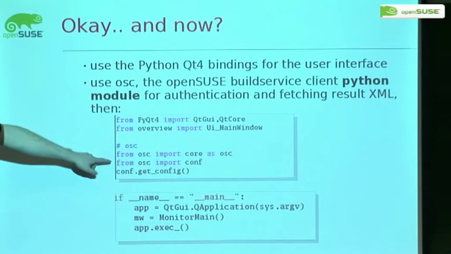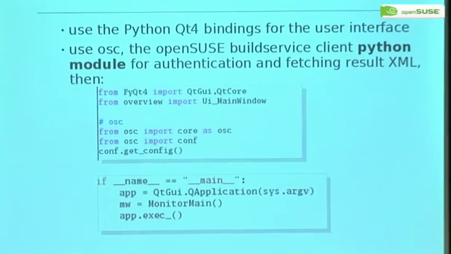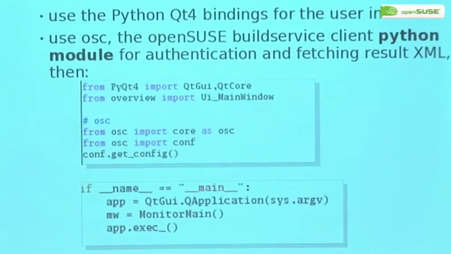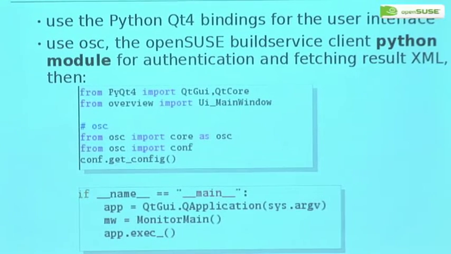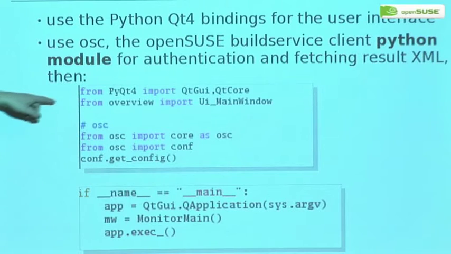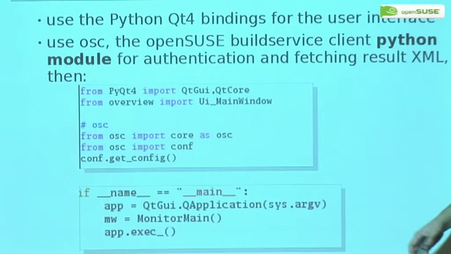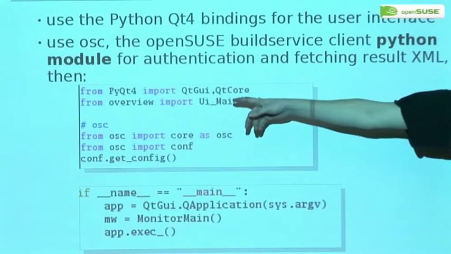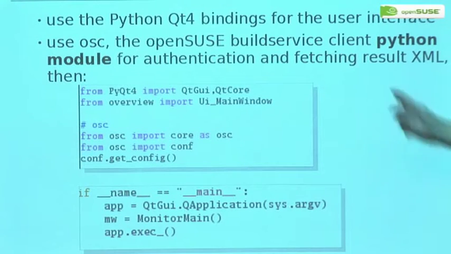So, what we're doing here is we just import the OSC tool in our new Python script and initialize it. This is the only magic line we had to figure out. It took a few minutes to figure that out. And we also import the user interface we just designed in Interface Designer. So we were not actually writing any code so far. We only designed the UI, set up the basic things, imported OSC for doing the actual work, and imported the user interface. There's no code written in any way so far. Running designer produces a Python module called Overview, which has a class in it called UI main window. You'll see that used in a minute.